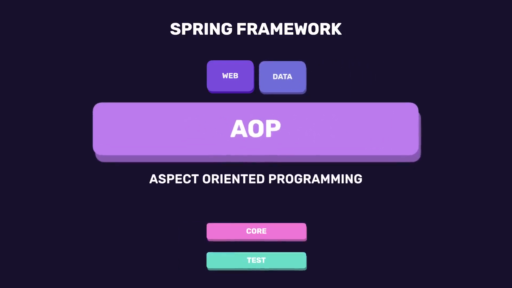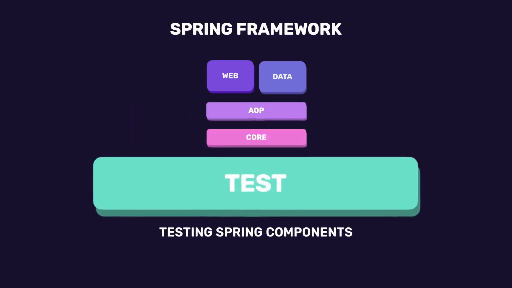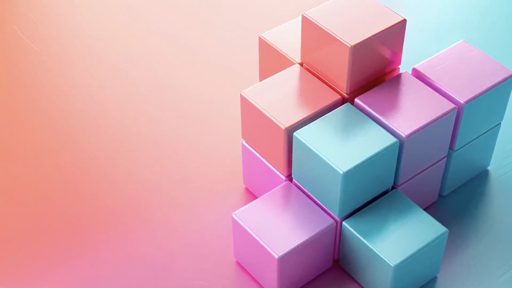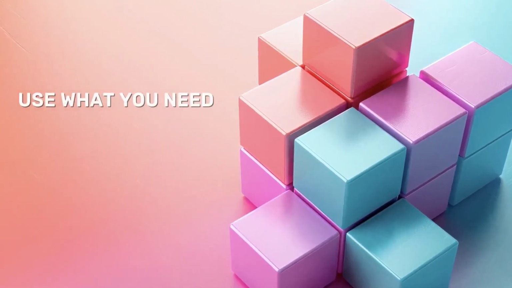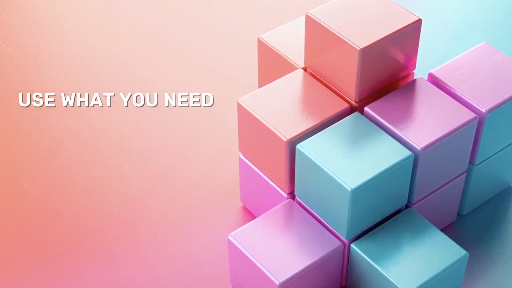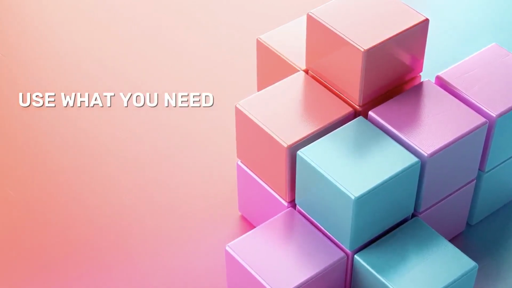We also have a module for adding cross-cutting features like logging or security without cluttering the main code. This is called AOP, or Aspect-Oriented Programming. We also have a module for testing of Spring components. Now, the beauty of Spring is that it's modular, so you can pick and choose the modules you need for your project. It's powerful and flexible, which is why so many developers love it.